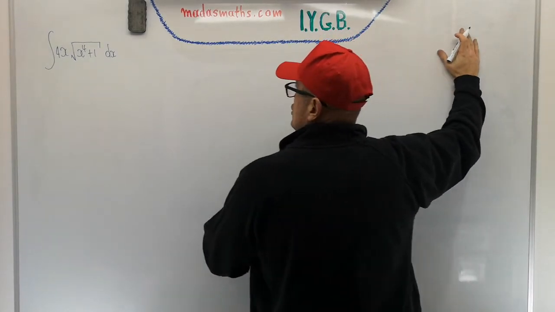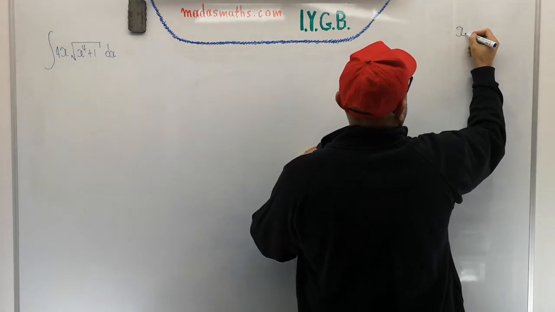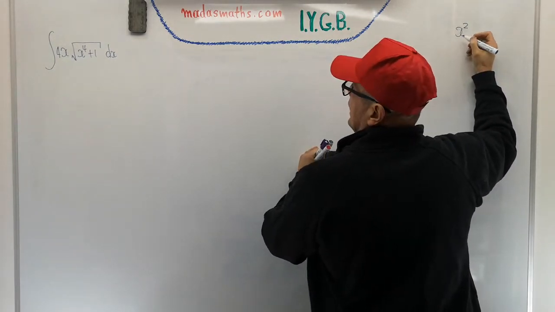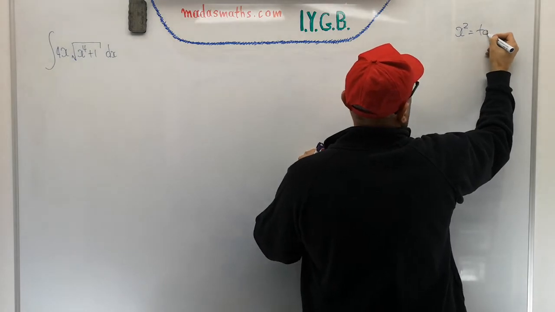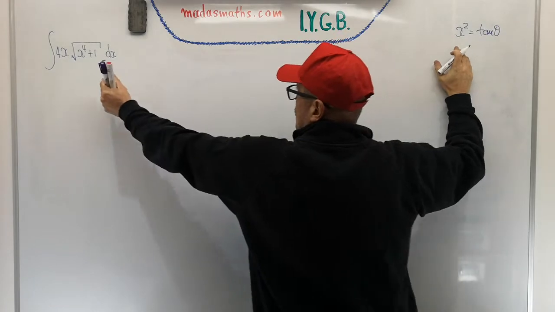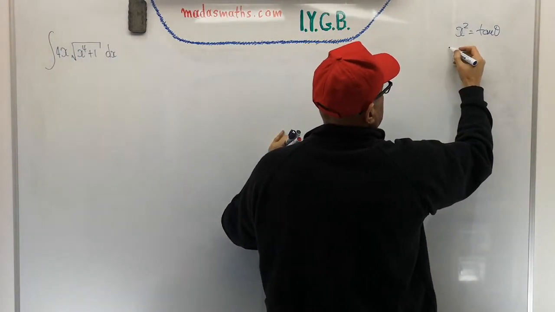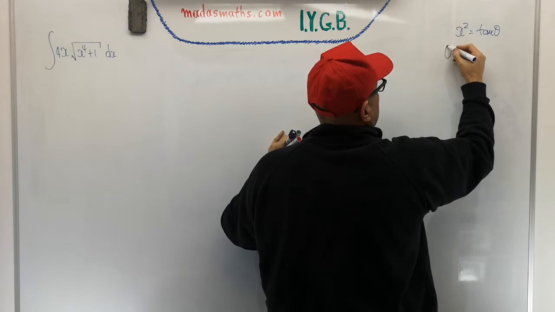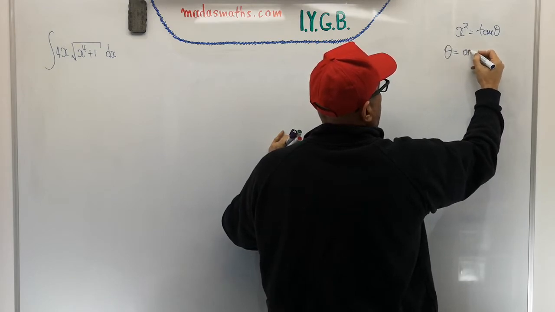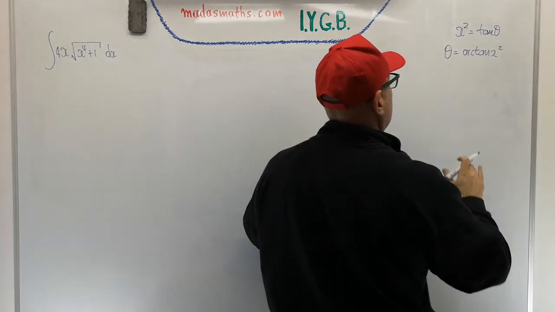I'm going to use a substitution and I'm going to go trig. So I'm going to say x squared is equal to tan of theta. This is not my actual substitution. I'm writing it like this because it helps me here. The actual substitution, as I have mentioned in the past perhaps, is theta is the arctan of x squared. Okay, so I hope that makes sense.